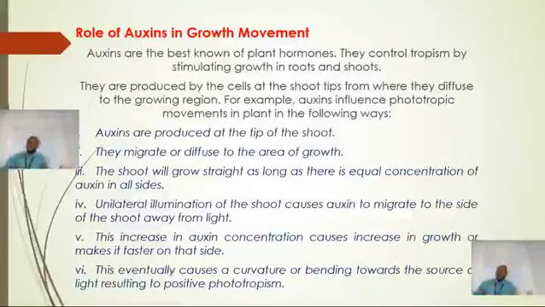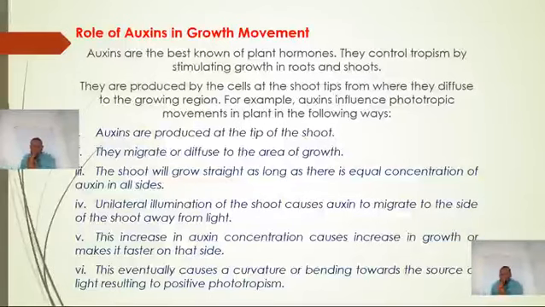Don't forget the other time we said when there's equal light shining onto the plant, what will happen? There will be equal diffusion. So the shoots will continue going straight without bending. Straight. But when there is unequal light being supplied, that was the next one.